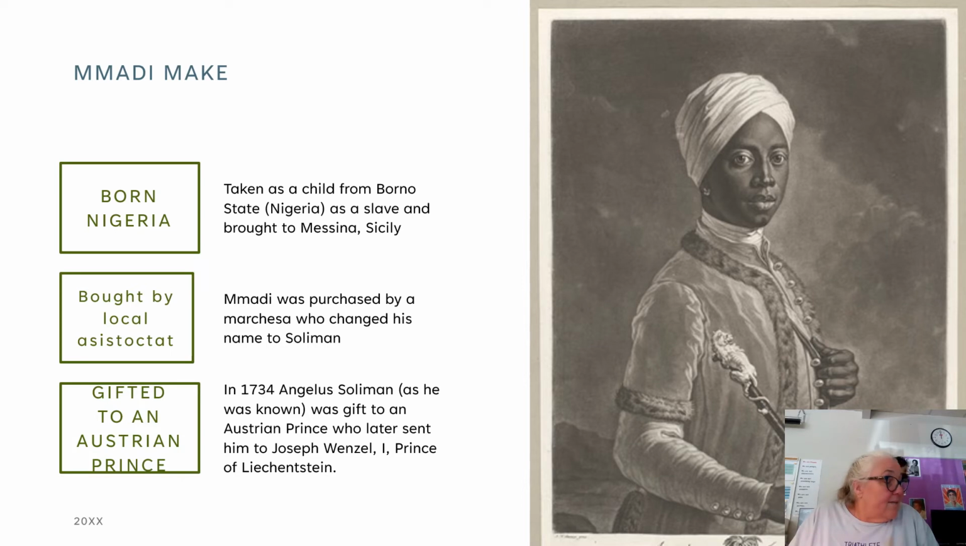However, in 1734, at the age of 13, Mamadi was given by the marchesa to an Austrian prince, who then later sent Mamadi to Prince Joseph Wenzel I of Liechtenstein. Mamadi, however, made the best of this situation. He joined the Zuwaren Eintracht, which means True Unity, lodge of the Masons, and ultimately rose to be the leader of that lodge. Mamadi also became a companion to the Austrian Emperor Franz Joseph, with whom he played chess. And in 1796, Mamadi died of a heart attack.